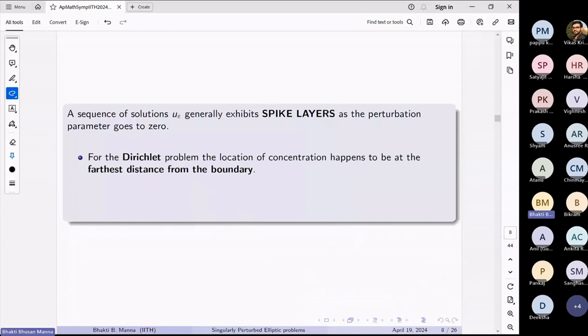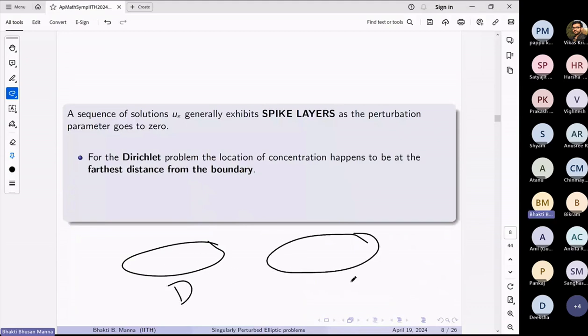So people have both studied the Dirichlet case and the Neumann case, and there is a very interesting concentration profile people observe. Suppose we have two domains, like this is for Dirichlet and this is for Neumann. If we talk about the single point concentrating solution, that is the solution which concentrates at only one point, then for the Dirichlet case, it happens at the furthest distance from the boundary. The point for which the distance from the boundary is the maximum one.